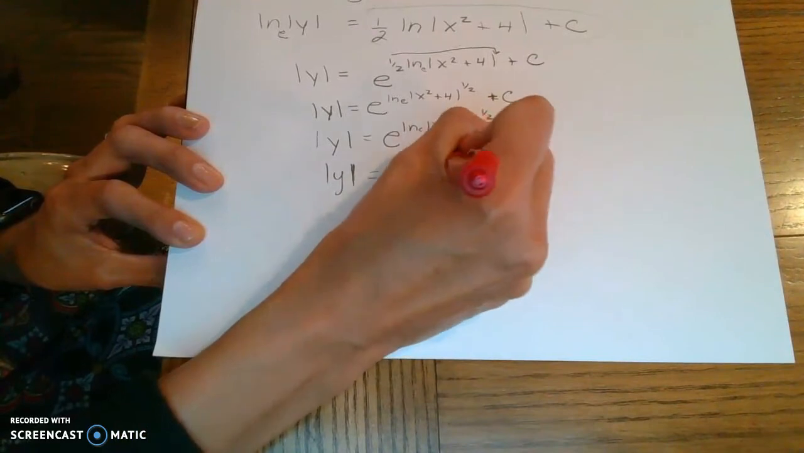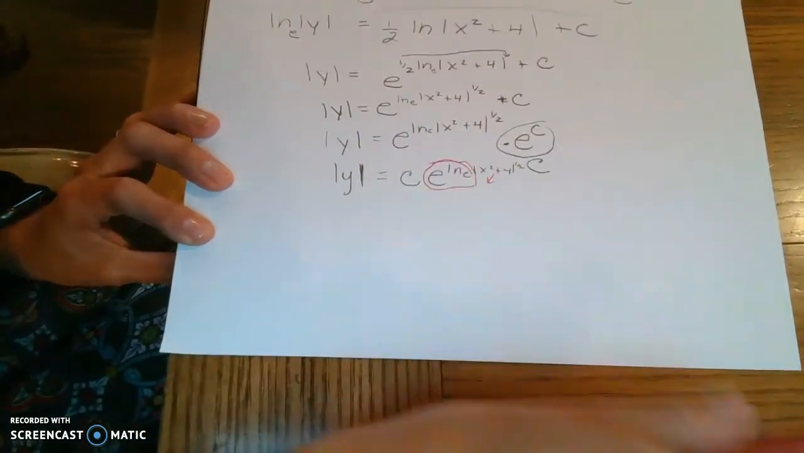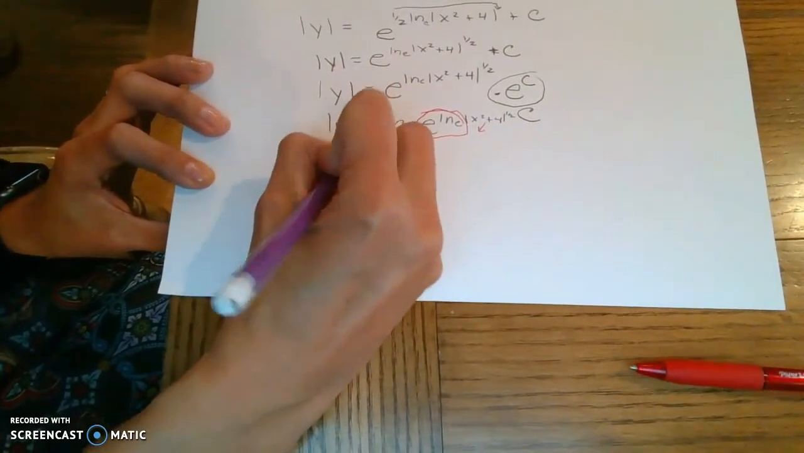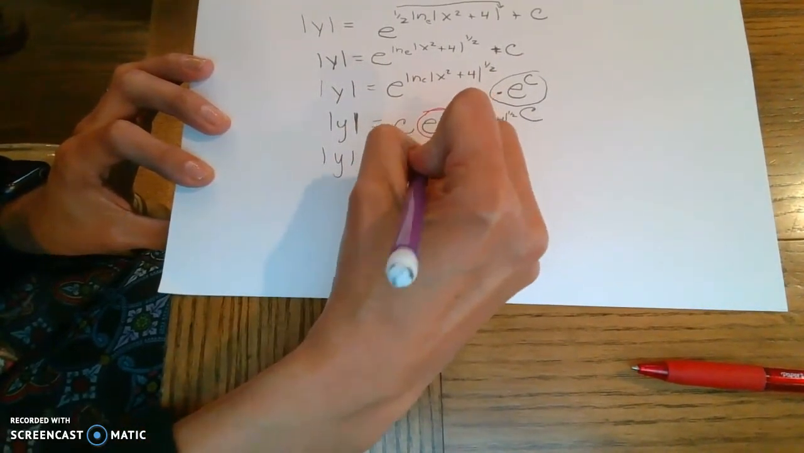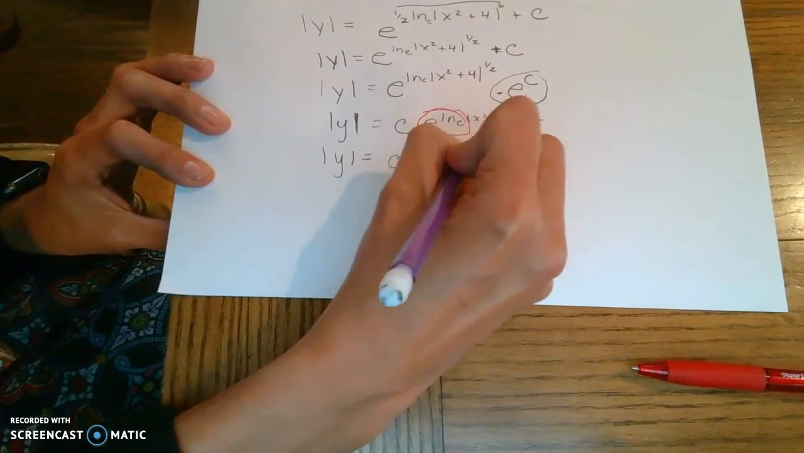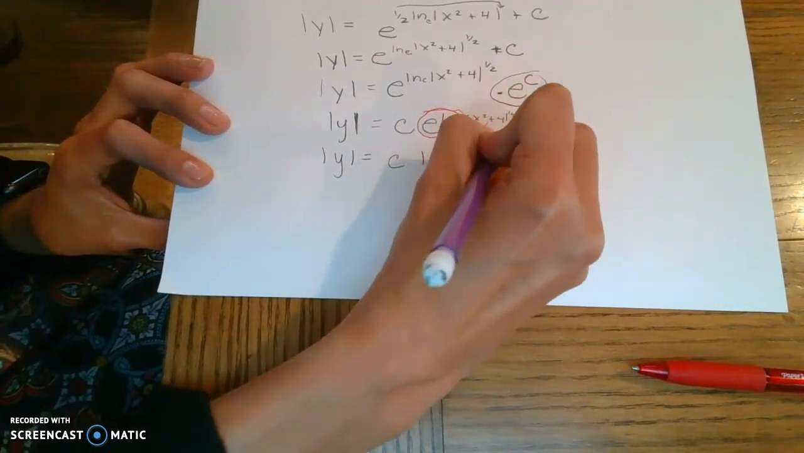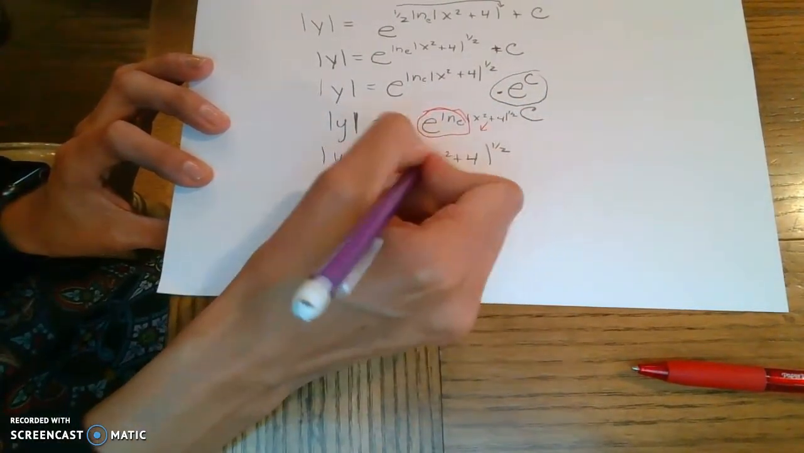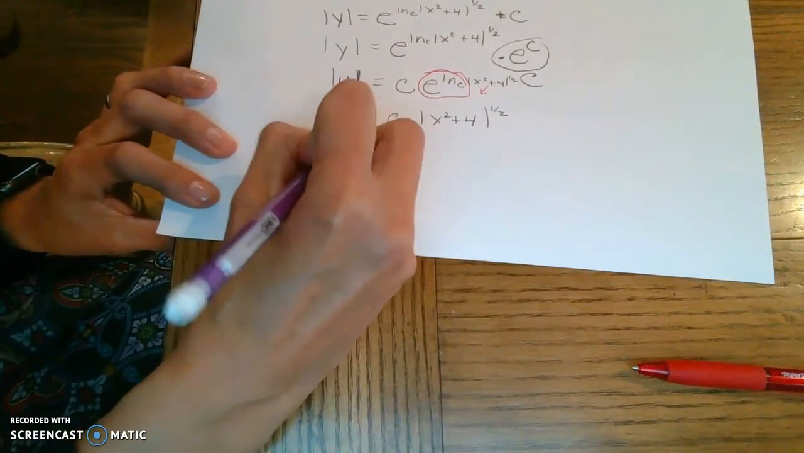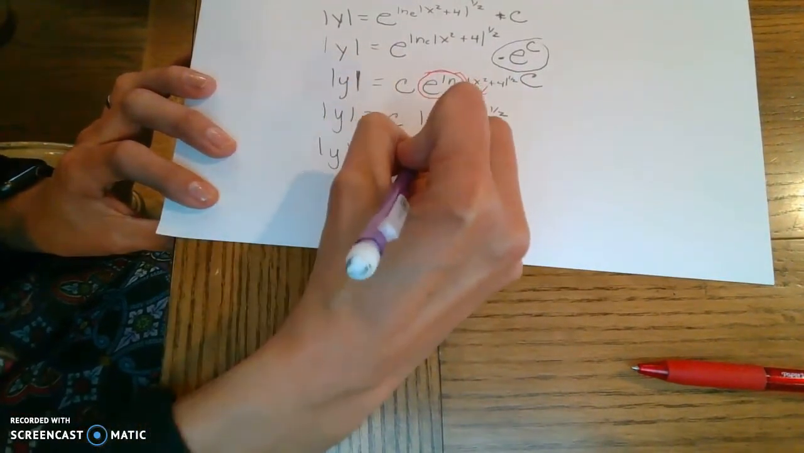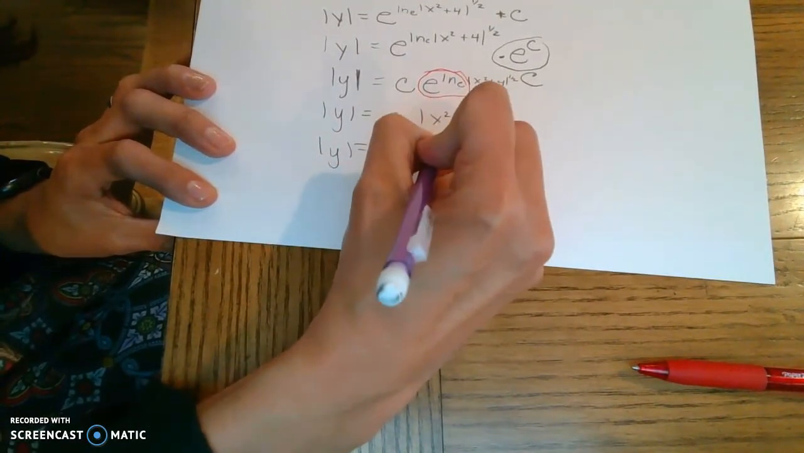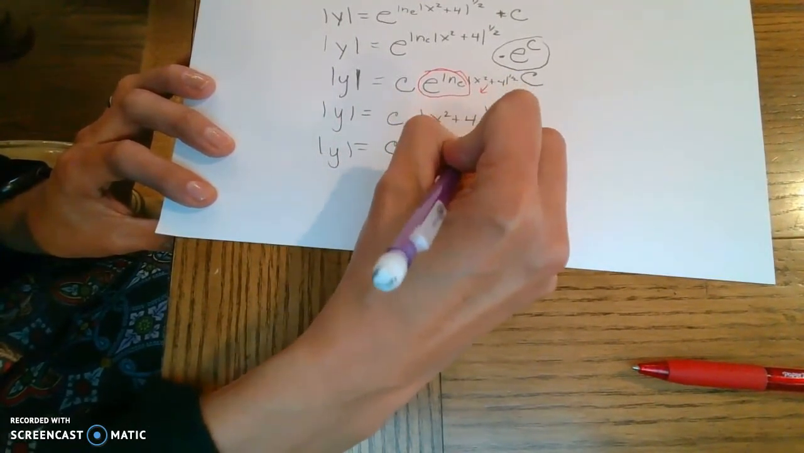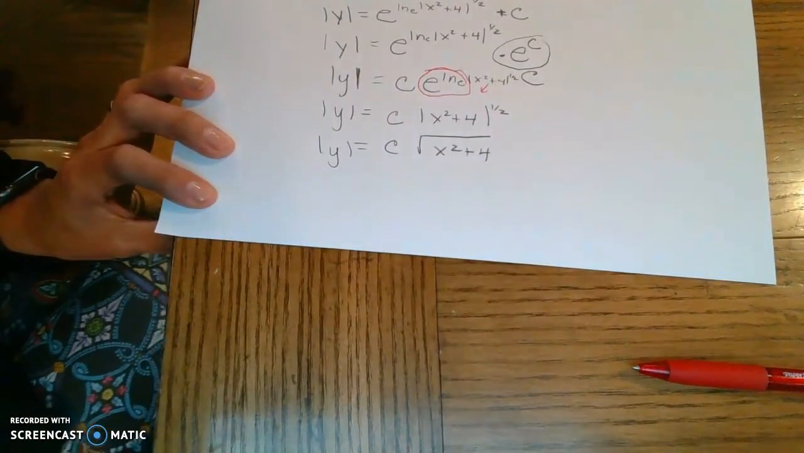Okay, now I'm going to apply my box rule. Remember, it's not the best box. So this comes down. So now I have the absolute value of c times the absolute value of x squared plus 4 to the 1/2. And you know anything raised to the 1/2 is the square root. Now the absolute value, that's fine because we can't take the square root of a negative, so we can just drop that absolute value and assume that to be positive.